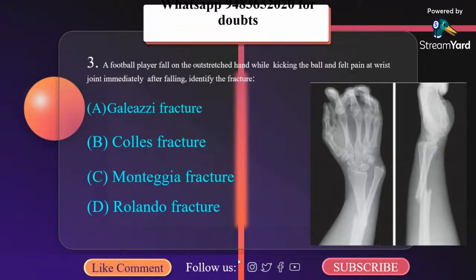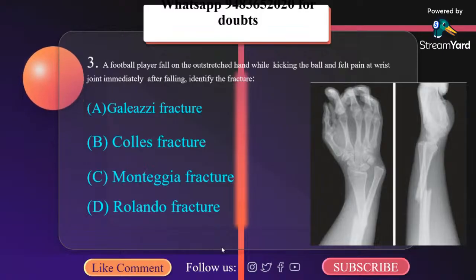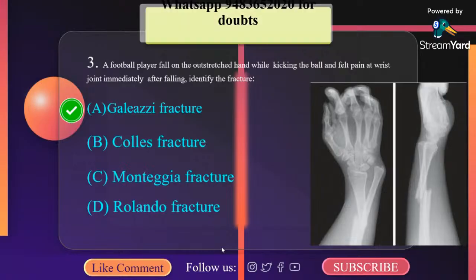Well, what is your take on this? Anybody, please? It is Galeazzi fracture. Let's move to the next question.